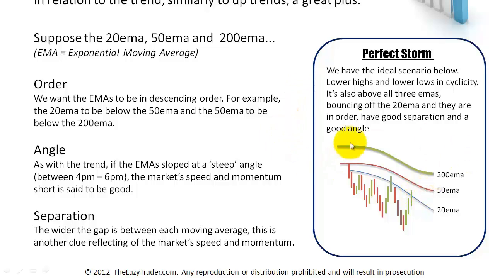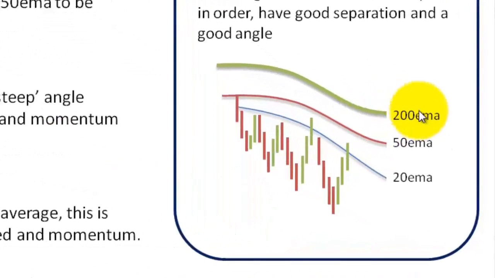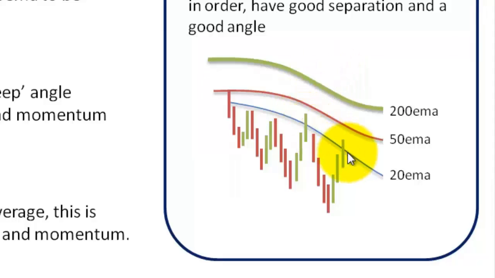And of course, in this hypothetical situation here, this is exactly what we want to wait out for. Lower highs and lower lows on the cyclicity, just like we had on the previous slide. And of course, the moving averages in the right order, reflecting that the longer, medium term and shorter term buyers and sellers are all singing from the same hymn sheet, and that there's speed and momentum in the market.